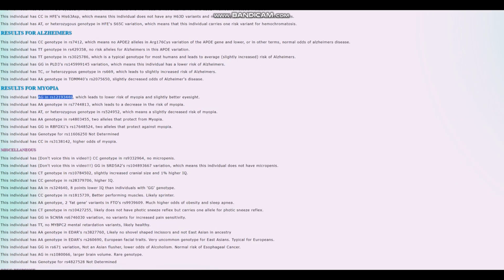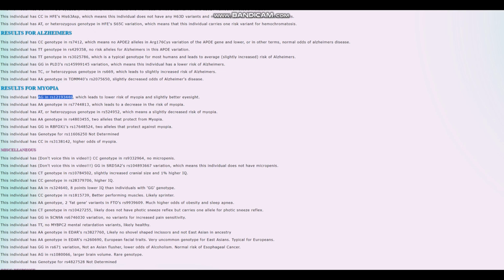He's got the G allele in this variation of, I'm not gonna pronounce this SNP, and the G allele here is really uncommon, and I wanna talk about it. Usually I just skip past the myopia section, but in this case I'm gonna talk about it. This allele leads to lower risk of myopia and slightly better eyesight. The thing is, it's extremely European. Outside of Europe, you're not really gonna find the G allele.